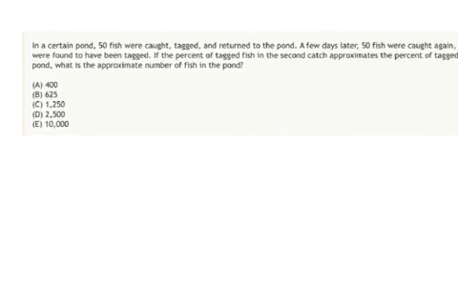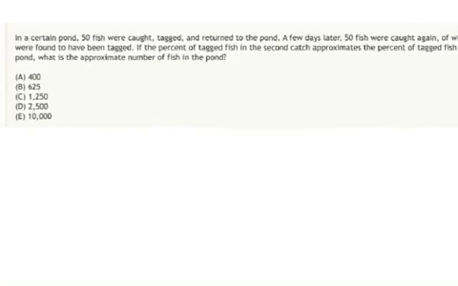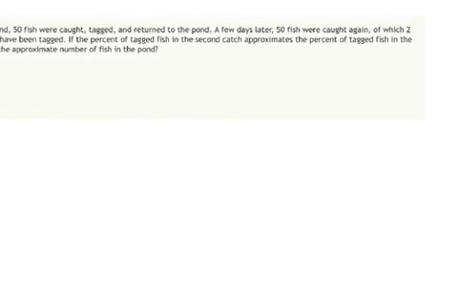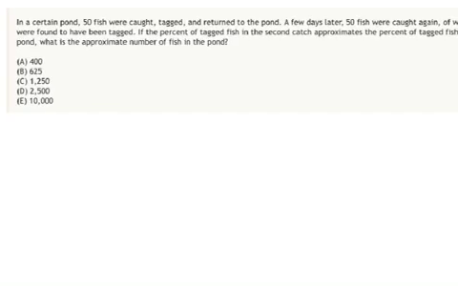Here we have one more problem. In a certain pond, 50 fish were caught and tagged and returned to the pond. A few days later, 50 fish were caught again, of which 2 were found to have been tagged. If the percent of tagged fish in the second catch approximates the percent of tagged fish in the pond, what is the approximate number of fish in that pond? Similar kind of question this is.